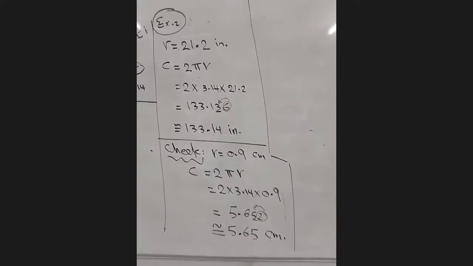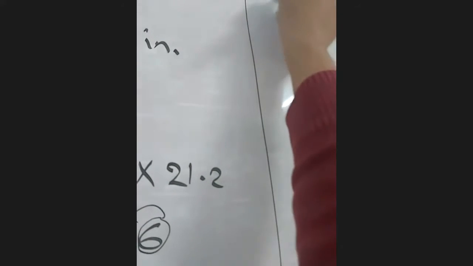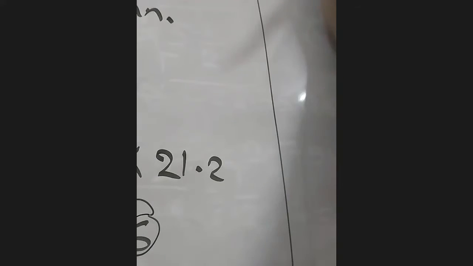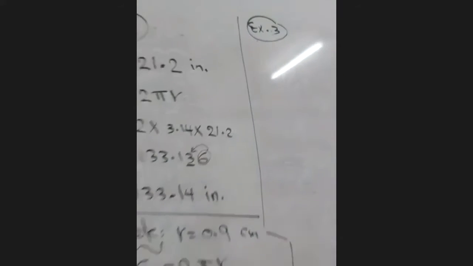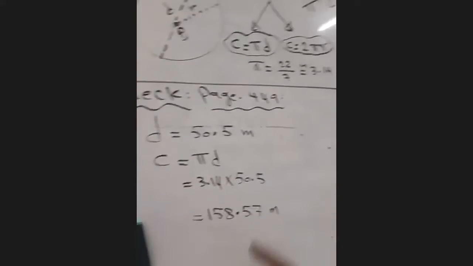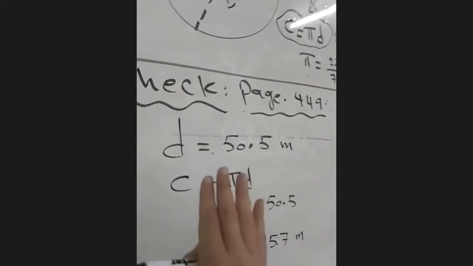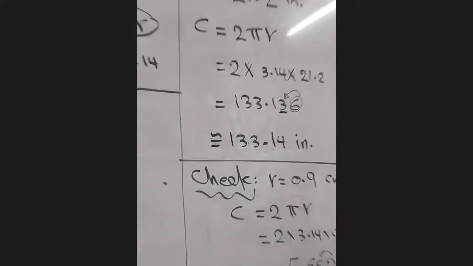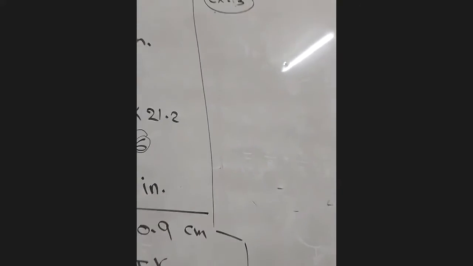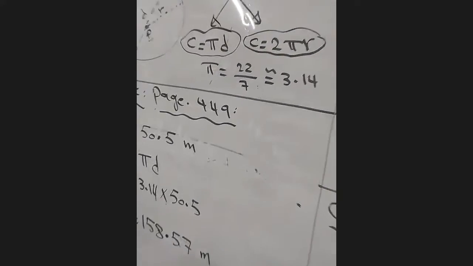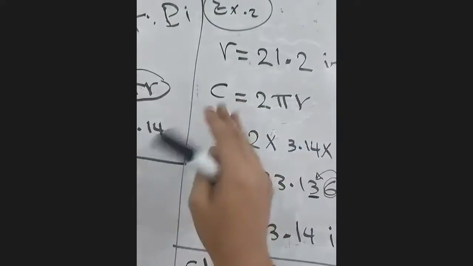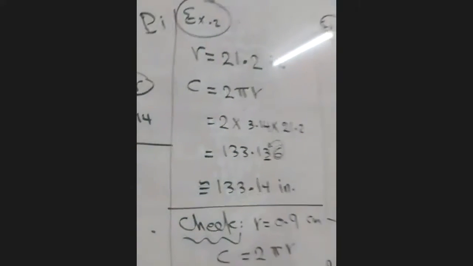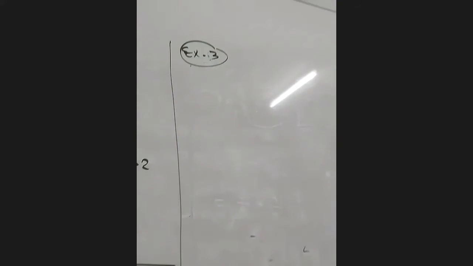This is the check after example 2 directly. I will go to example 3. Now, to understand example 3, guys, please focus with me here. In our examples and the check, the question gives us either the diameter or the radius, and they want us to find what? The circumference. Now we will do the opposite. The question will give us the circumference, and we will find the radius or the diameter. So let's go to example 3 directly together.